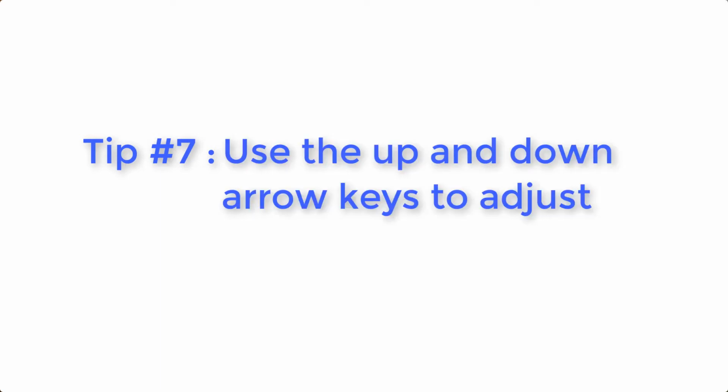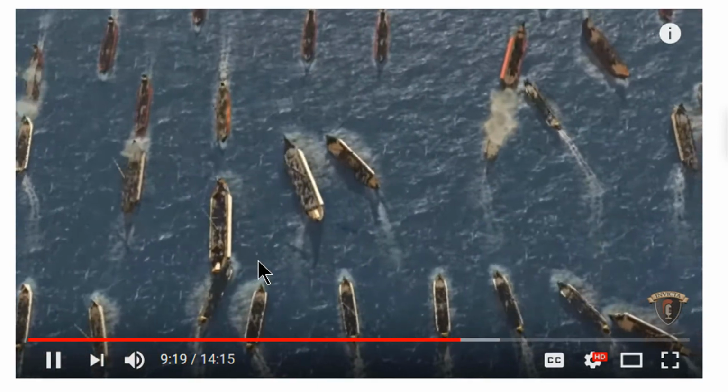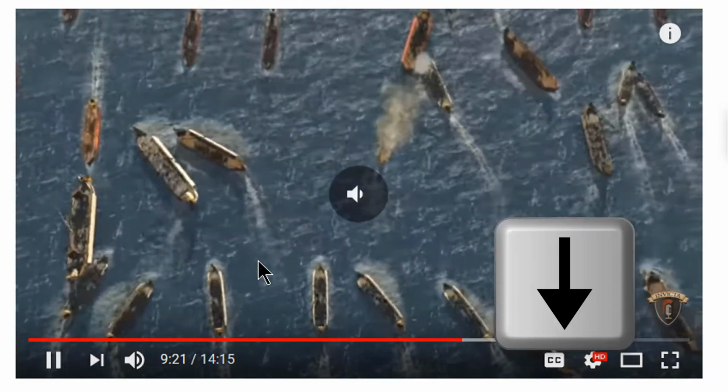Tip number 7, use the up and down arrow keys to control the volume of the video. Sometimes we want to make the volume on our computer speakers or our headset louder or quieter. A quick way to do this is to use the up and down arrow keys to change the volume. I'll let you figure out which key does what.